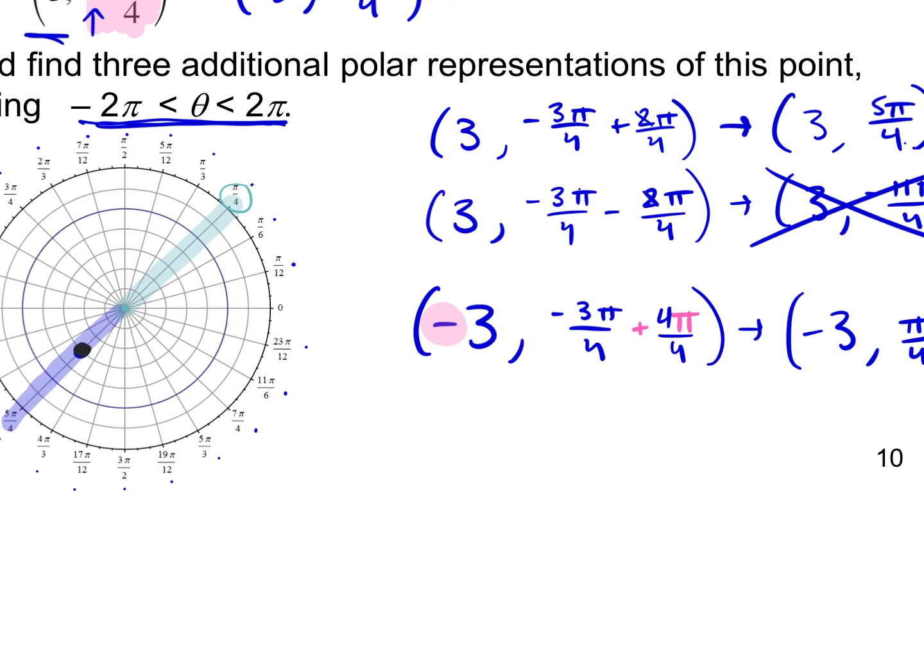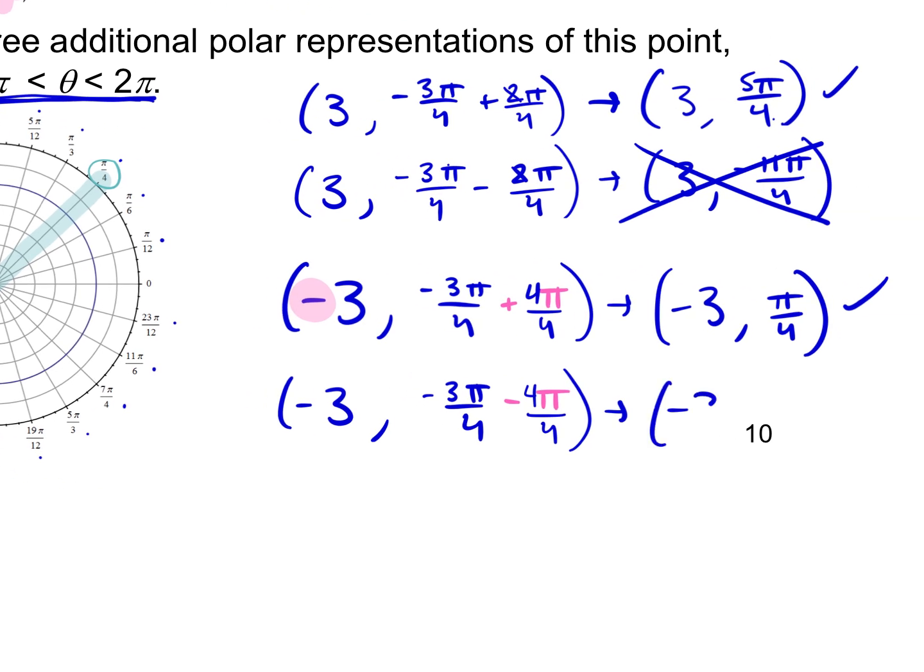So now we have 2 angles, we need 1 more. So keeping with the negative, I added pi. Now I'm going to subtract pi. So negative 3, 3 pi over 4 minus pi. So I can change this to be 4 pi over 4, to give me a common denominator. So that gives us negative 3 comma negative 7 pi over 4. Is this in between negative 2 pi and 2 pi? Yep. So this also works.